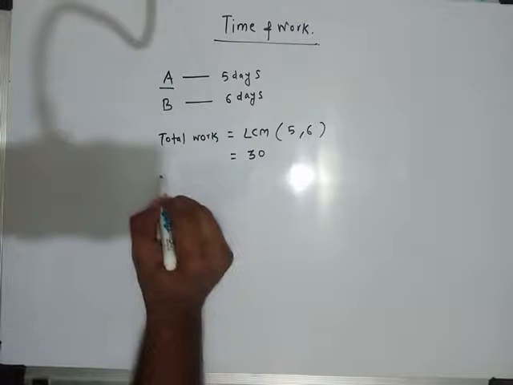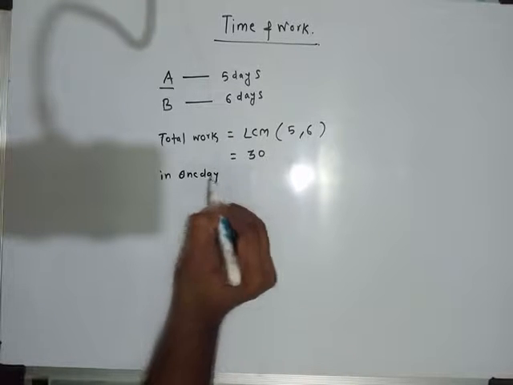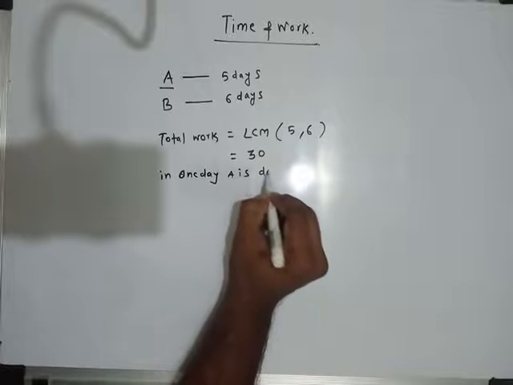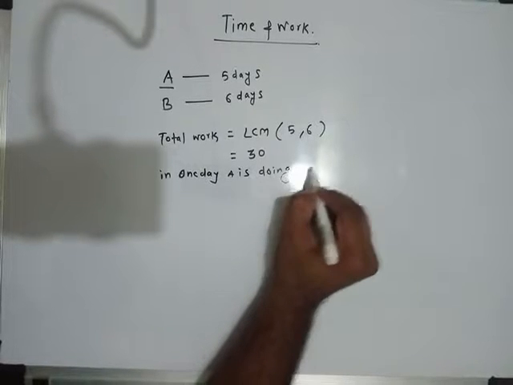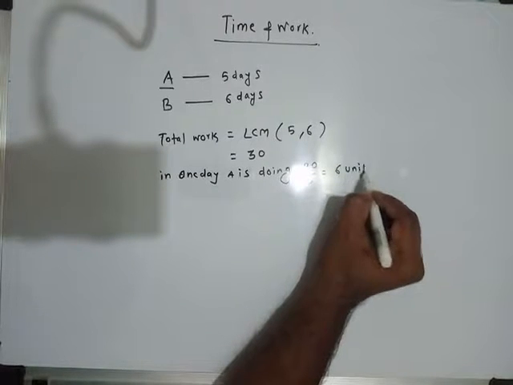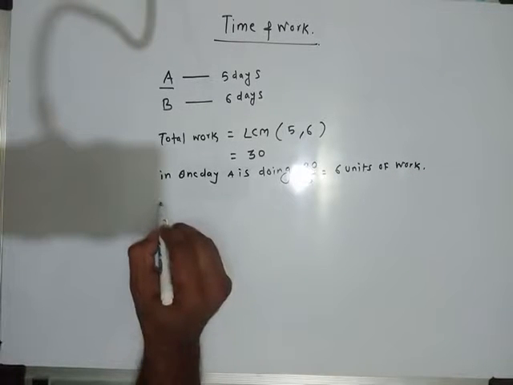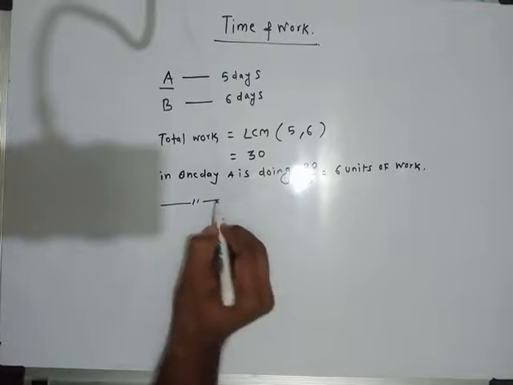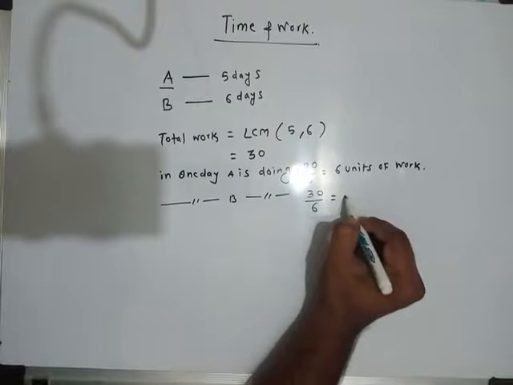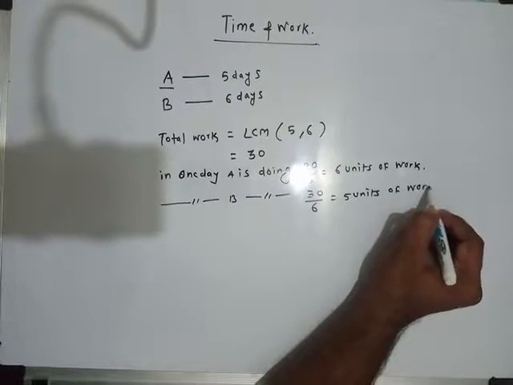A, taking 5 days, means in one day A is doing 30 by 5, which is equal to 6 units of work. Similarly, in one day B is doing 30 by 6, which is equal to 5 units of work.